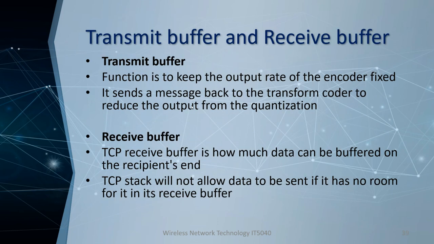Then I'm going to talk about the transmit buffer and receive buffer. The function of the transmission buffer is to keep the output rate of the encoder fixed. If the buffer starts filling up faster than the transmission rate, it sends a message back to the transform coder to reduce the output from the quantization. The TCP receive buffer is how much data can be buffered on the recipient's end. Normally, a TCP stack will not allow data to be sent if it has no room for it in its receive buffer.